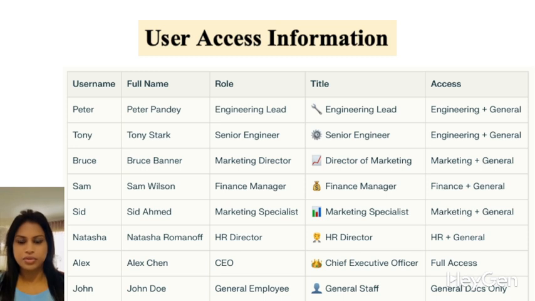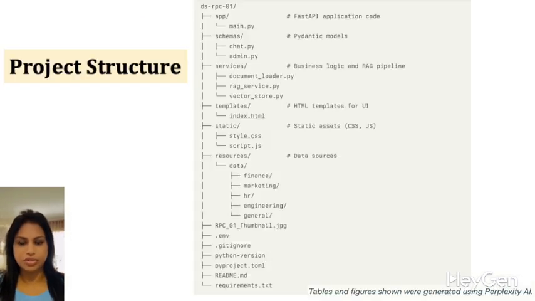Now, here's a sample user table. You can see each user's name, role, and what they can access. For instance, Peter, the engineering lead, can access engineering and general documents. John, a general employee, can only see general documents. This setup assigns permissions based on job roles rather than individual users, making access management organized, scalable, and easy to review.